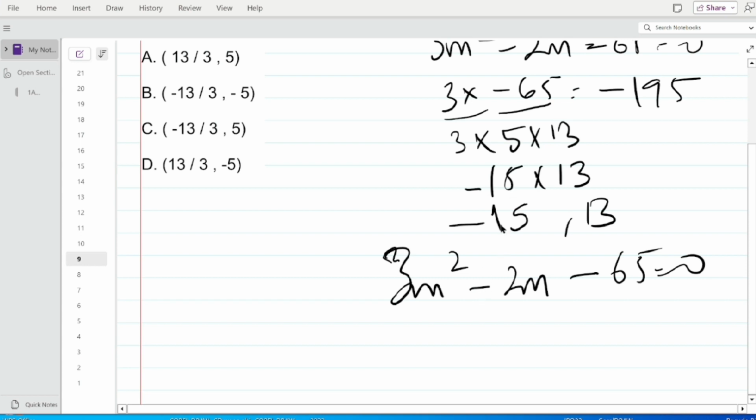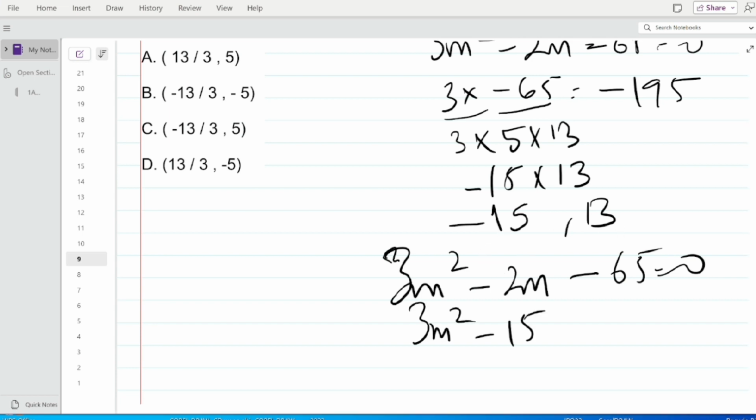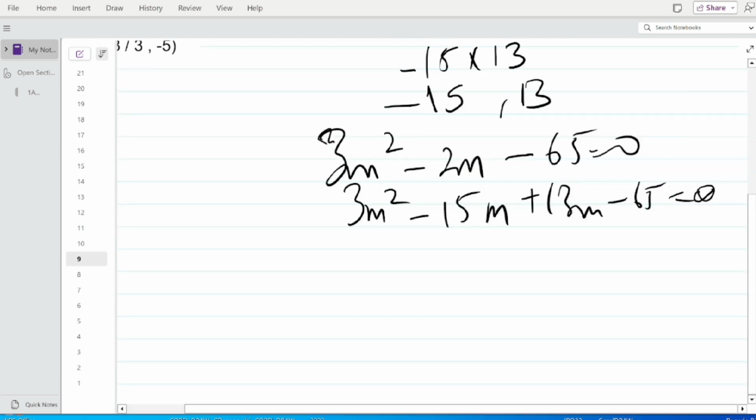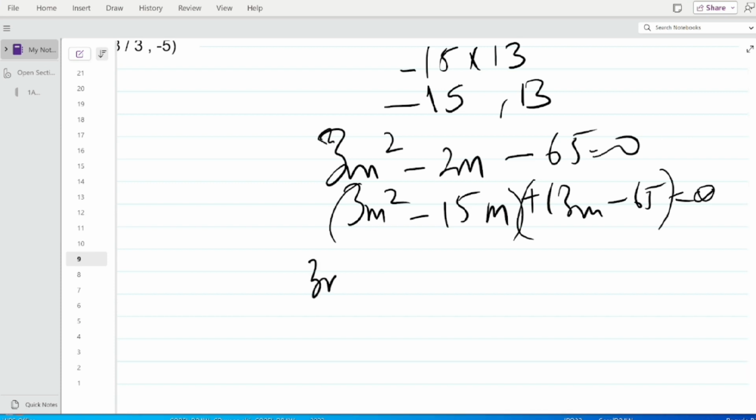What we've done so far is to replace this minus 2m with minus 15 and 13, putting m behind each of them. So we have 3m squared minus 15m plus 13m minus 65 equals 0. We take them in twos with the signs in front of them. So we have 3m squared minus 15m. What's common in both of them? 3 is here. You can find 3 in 15. We have m here, and m is also in 15. So what's common is 3m.